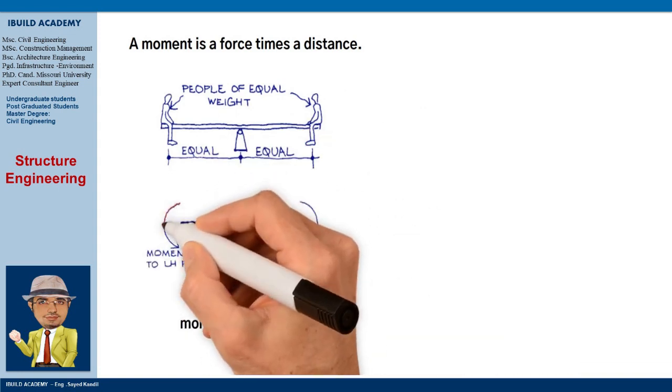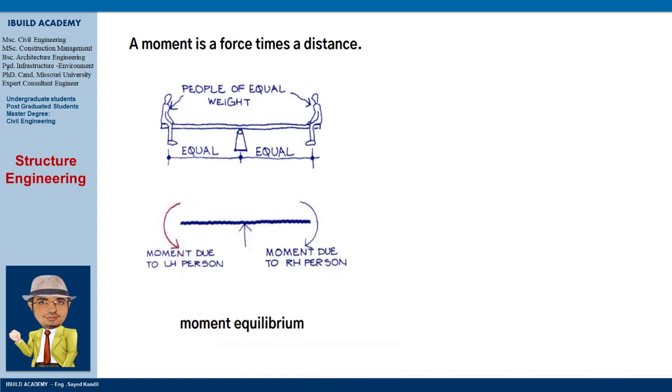In other words, the left-hand person causes an anti-clockwise moment and the right-hand person causes a clockwise moment about the central support. Because both people are of equal weight and are sitting at equal distances from the support, the anti-clockwise and clockwise moments are equal in magnitude but opposite in direction and so are in moment equilibrium. By pushing from the ground, this equilibrium is upset and the people see-saw.